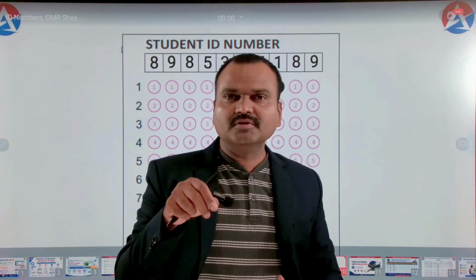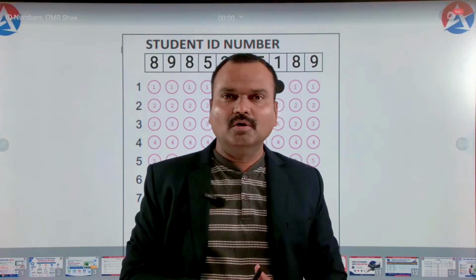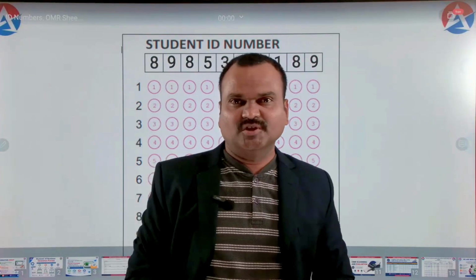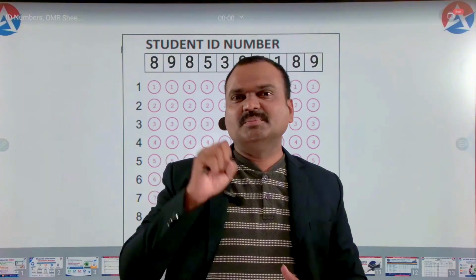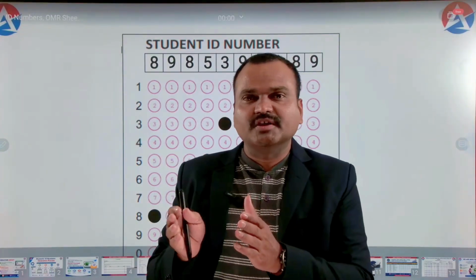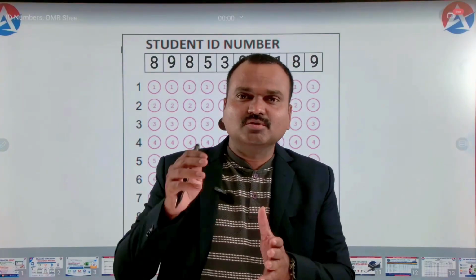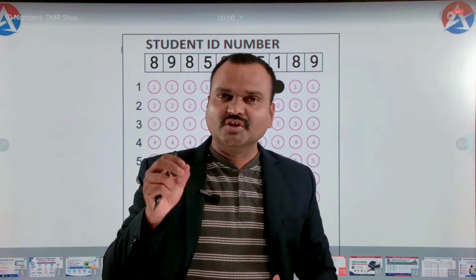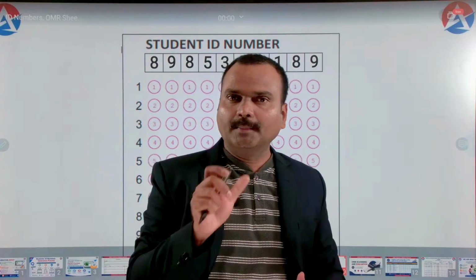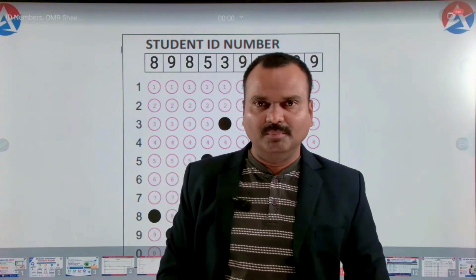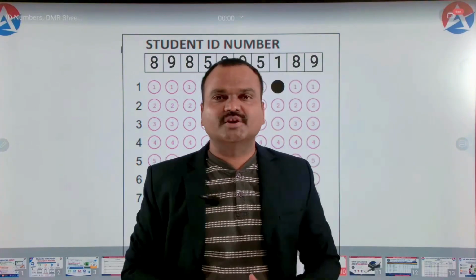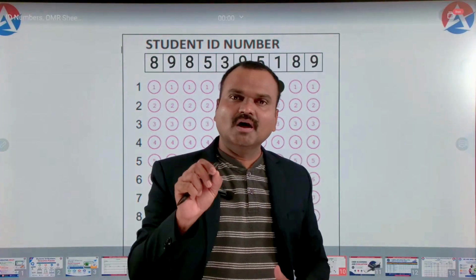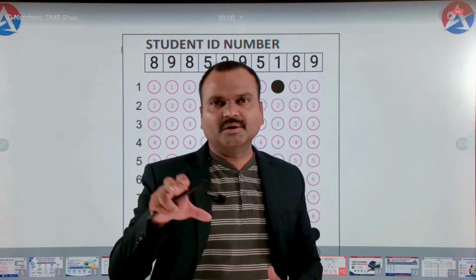So if it is bubbled with a pencil or improperly bubbled, that may not be scanned by the machine, that may not be recognized by the machine. So students are going to lose their marks even though they answered it. To avoid such inconveniences, we restrict them to use a black ballpoint pen while answering on the OMR sheet. You instruct students to compulsorily use a black ballpoint pen, at least for the examination time.